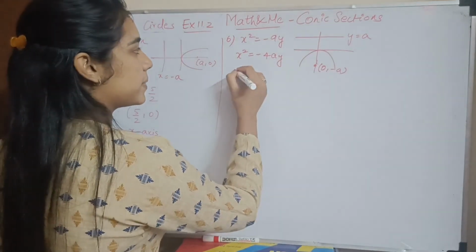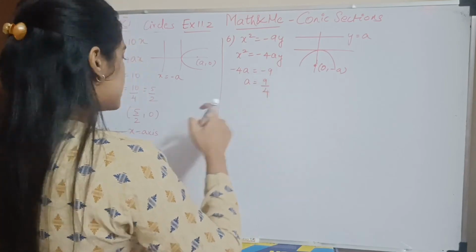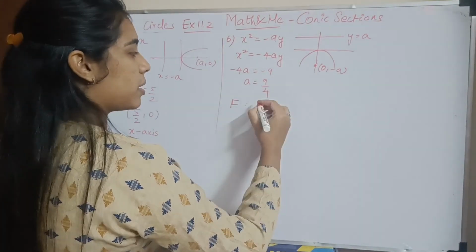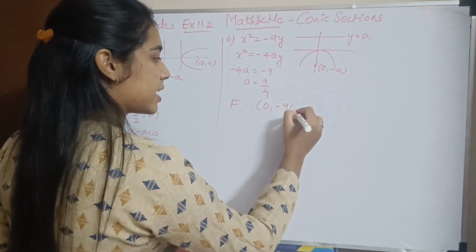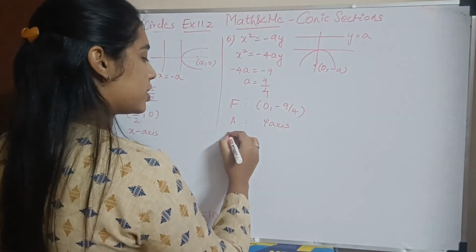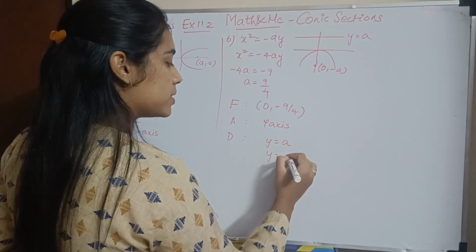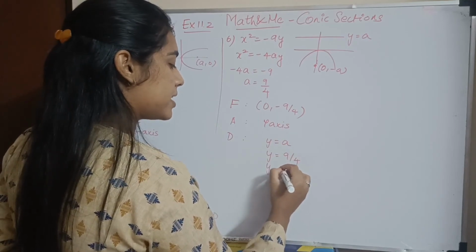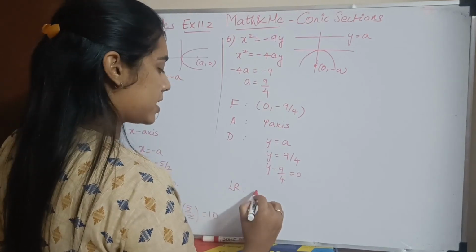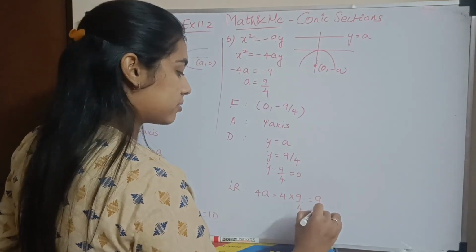Okay. So when you compare, you have minus 4a equals minus 9. A equals 9 by 4. So what is your focus? Your focus is 0 comma minus a. So 0 comma minus 9 by 4. What is your axis? It's y-axis. What is your equation to the directrix? It's y equals a. Y equals 9 by 4. Y minus 9 by 4 equals 0. This is the equation. What is your latus rectum? It is 4a, which is 4 times 9 by 4, which is 9. Okay.